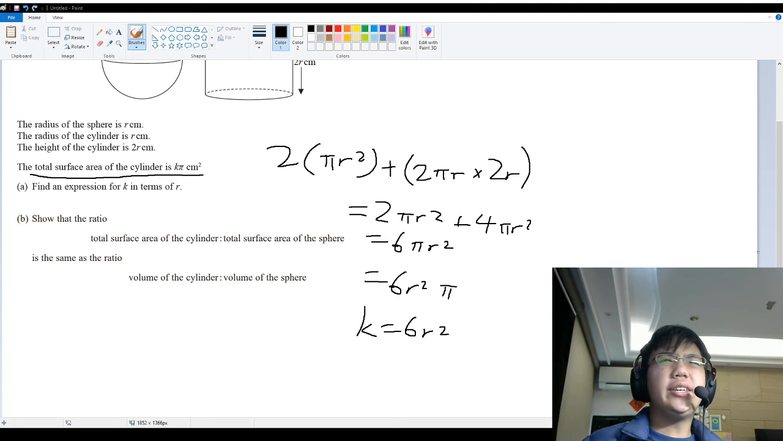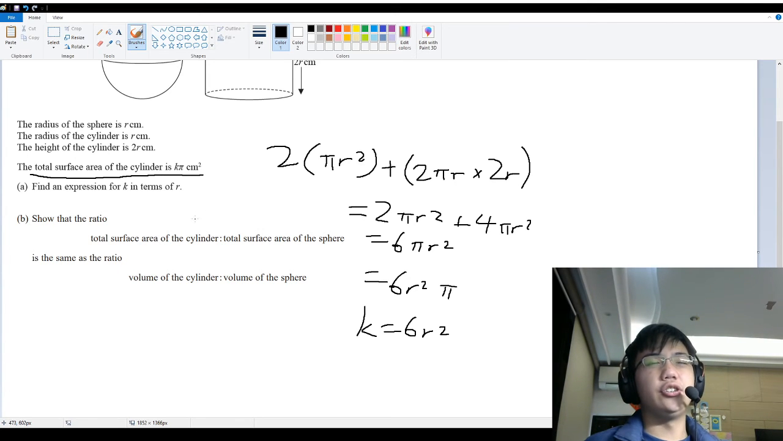And for part B, we need to show that the ratio of the total surface area of the cylinder to the total surface area of the sphere is the same ratio as the volume of the cylinder to the volume of the sphere.